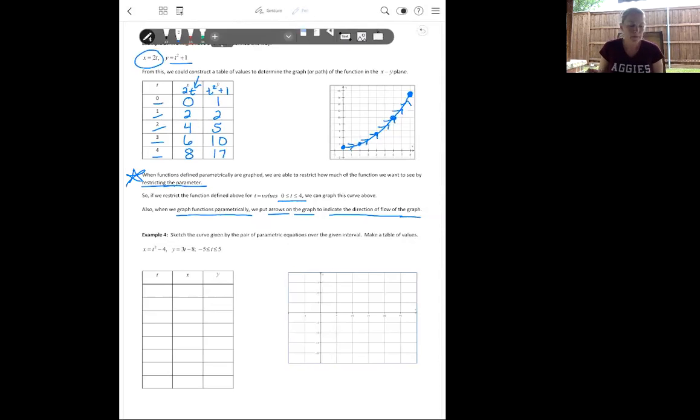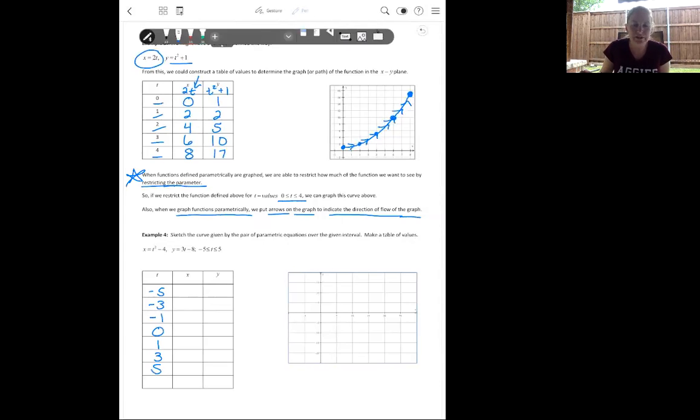Example 4, sketch the curve given by the pair of parametric equations over the given interval. Make a table of values. X equals t squared minus 4, y equals 3t minus 8, for t values between -5 and +5. So that's what we start with, our t values. -5, -3, -1, 0, 1, 3, 5.